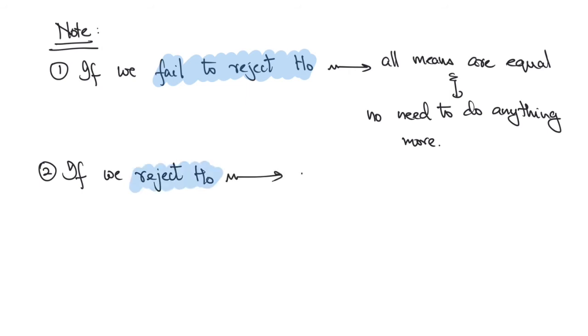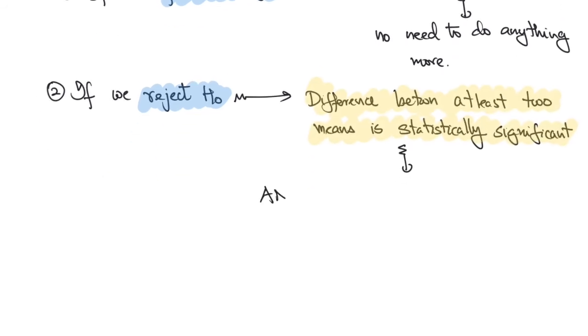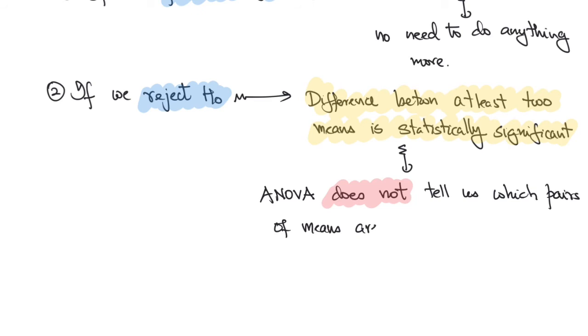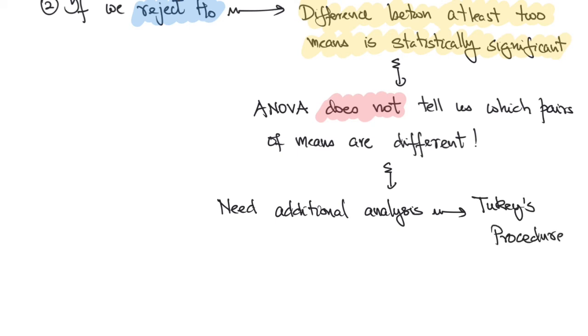Whereas if we were to reject the null hypothesis in ANOVA, we would be suggesting that there is a statistically significant difference between at least two means. ANOVA does not tell us which pairs of means are different. To figure that out, we will need to do some additional analysis, which could be either working with pairwise hypothesis tests or performing what is known as Tukey's procedure.